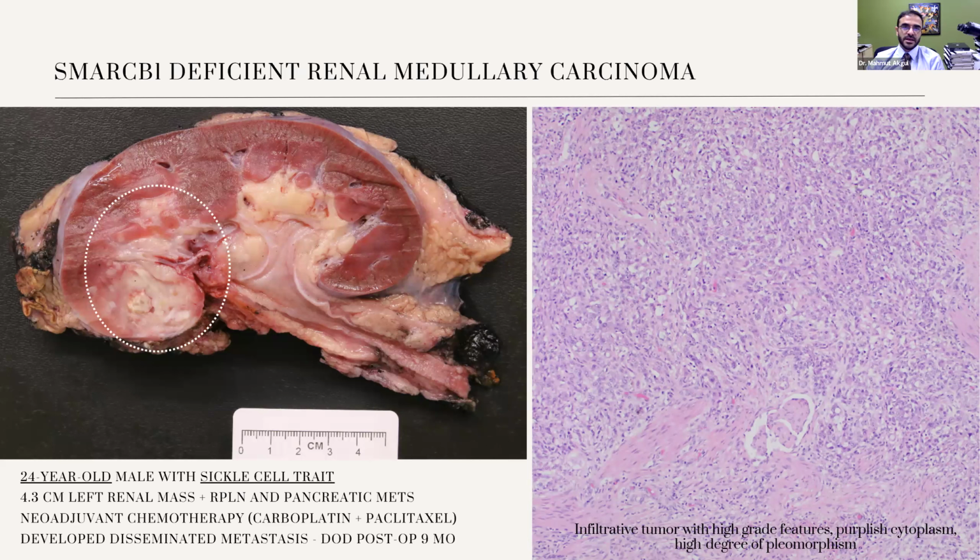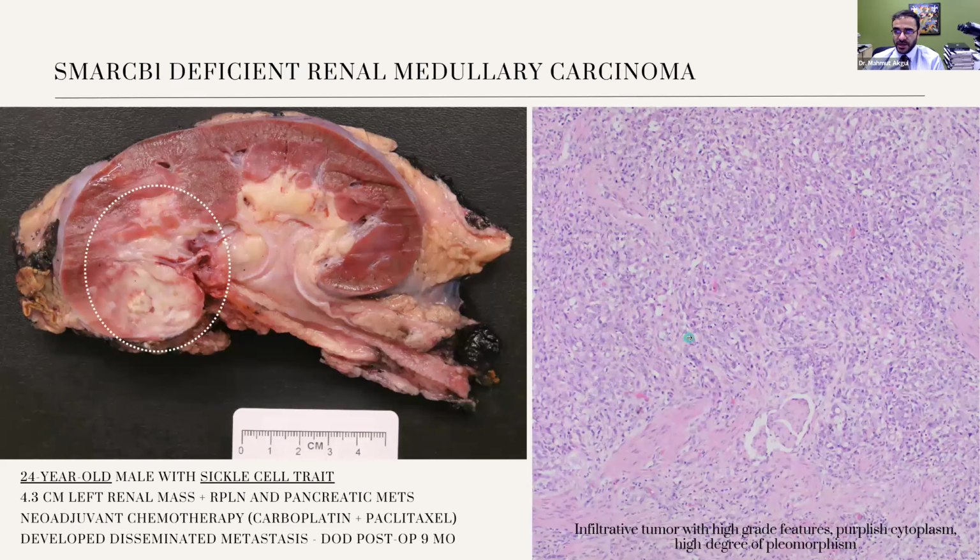It is one of the things that the biology of SMARCB1-deficient renal medullary carcinomas and possibly collecting duct carcinomas are somewhat close to urothelial carcinoma. That's why they decided to give this patient carboplatin-based chemotherapy. But unfortunately, the patient developed disseminated metastasis and died of disease 9 months after diagnosis.